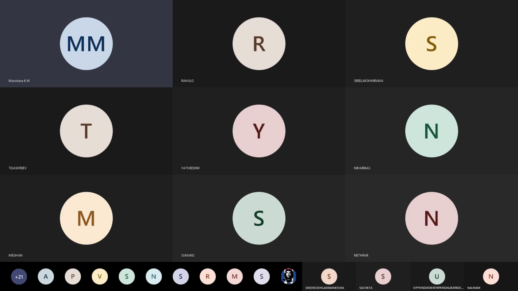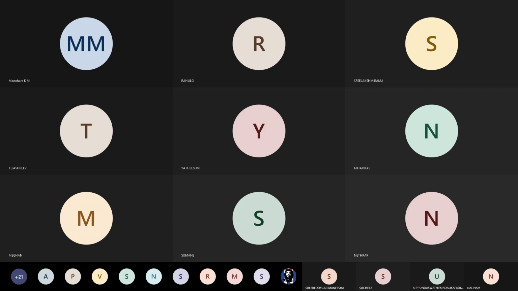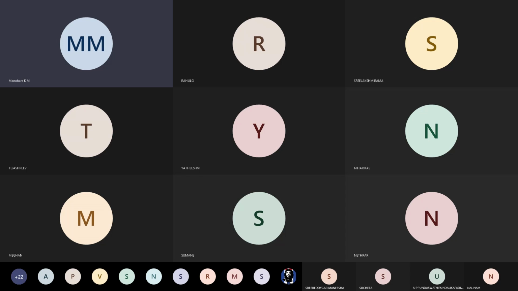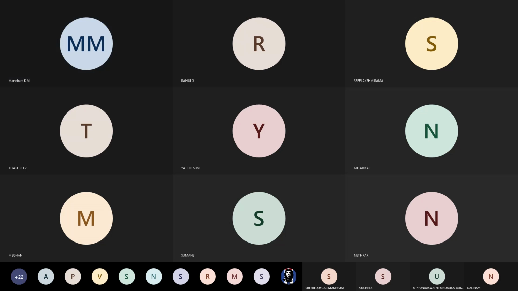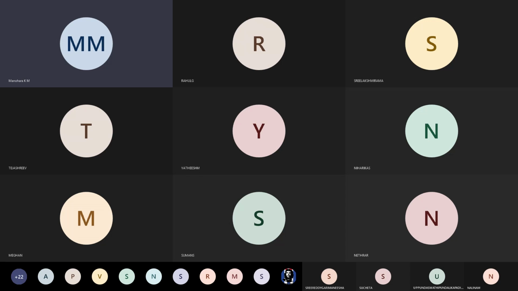So the relation between the PRB number in the frequency domain and the resource elements k comma l in a slot is given by n_PRB equal to k divided by N_SC^RB.